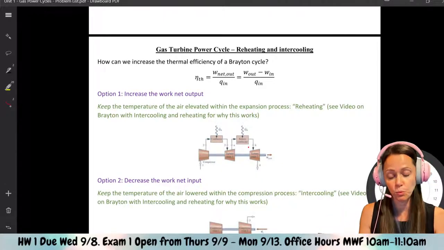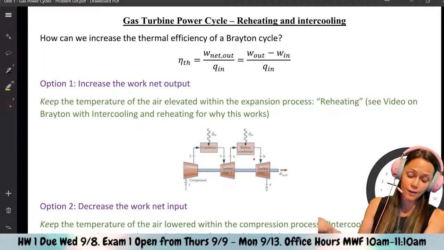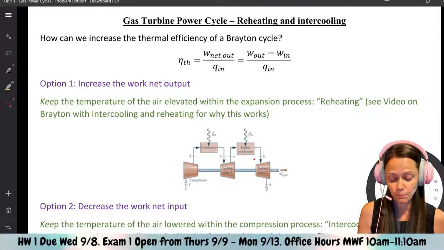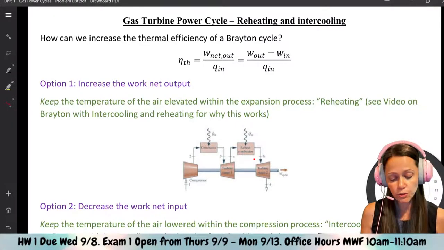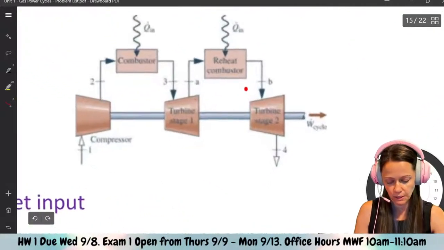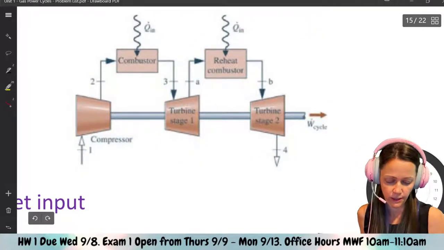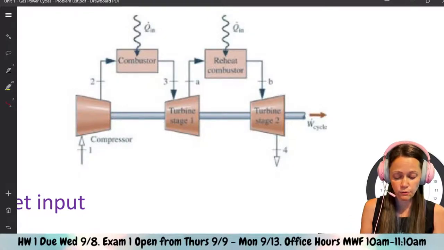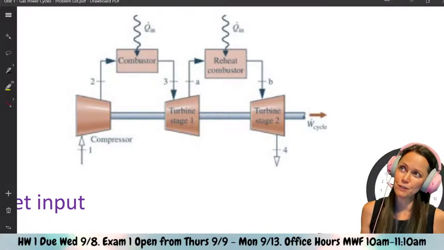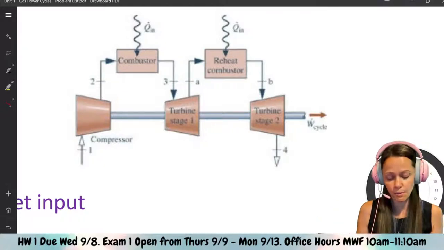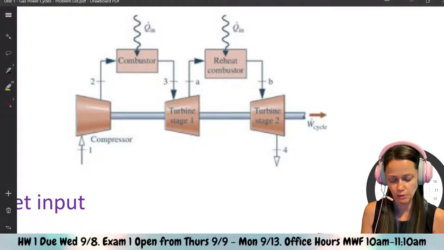So increasing the numerator of that thermal efficiency equation. And so we can either try to increase the work out, or decrease the amount of work in that we have to put into the cycle. In order to increase the work output for the expansion process, we'll use what's called reheating. I know it's a little bit fuzzy here, but what I'm looking at is this little section right here. So instead of expanding from one pressure to another pressure in one fell swoop, in one step, we're going to divide it up into two steps. We could divide it into more than two steps, but we're going to divide it into two.